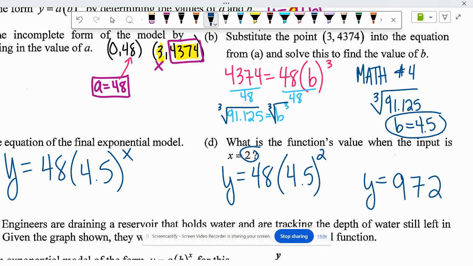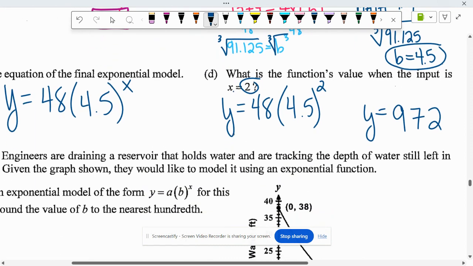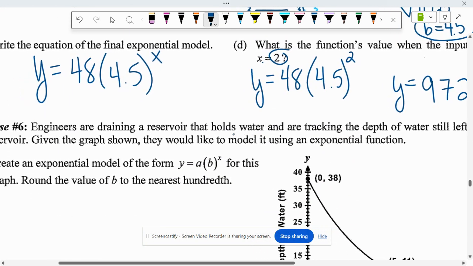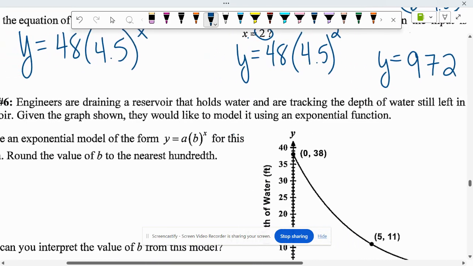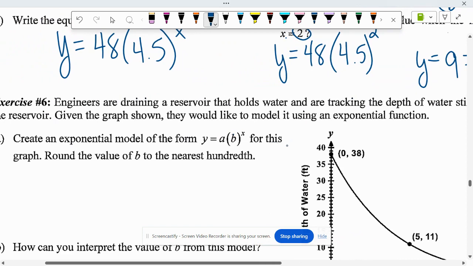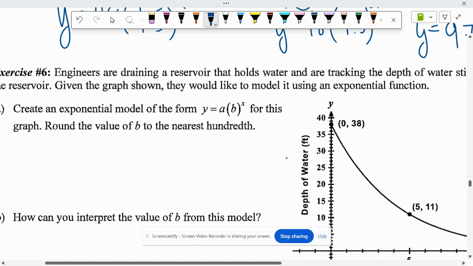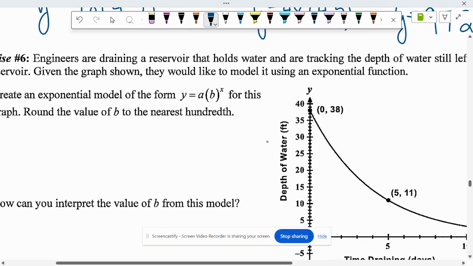Last example. Engineers are draining a reservoir. So if we're going to drain something, are we going to show growth or decay? Decay. We're draining something, so it's going to be decay. They're tracking the depth of the water still left in the reservoir. Given the graph shown, they would like to model it using an exponential function. So we need to create a model based off of the graph. So we're going to use the 2 ordered pairs from the graph.